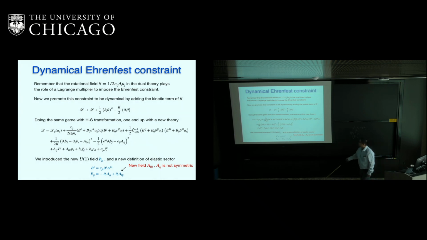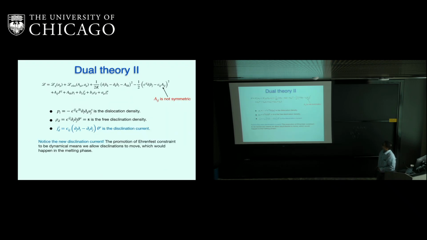In this case, we have the new gauge field B, and the gauge field A_ij does not need to be symmetric. Here, the theory has a coupling of this new gauge field with the matter sector. This first term is the dislocation density as we had before. This is also the free disclination as before. And here the new term is the disclination current. It will be zero in the lattice phase, but it can be non-zero in the melting phase. Promoting the Ehrenfest constraint to be dynamical means we allow the disclination to move.